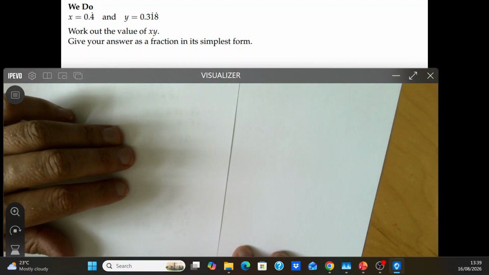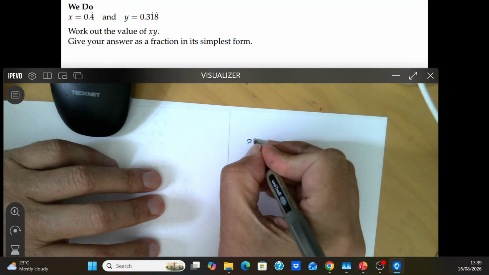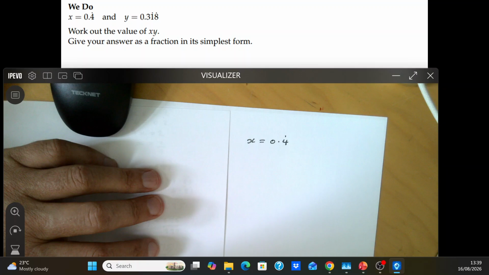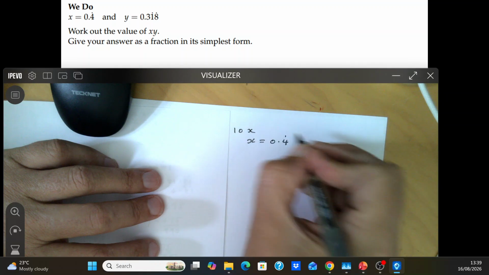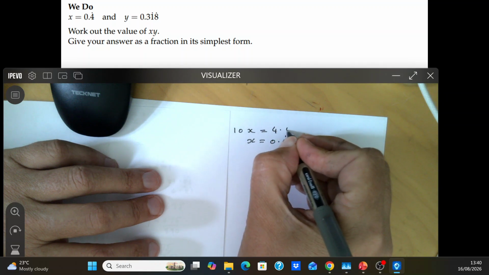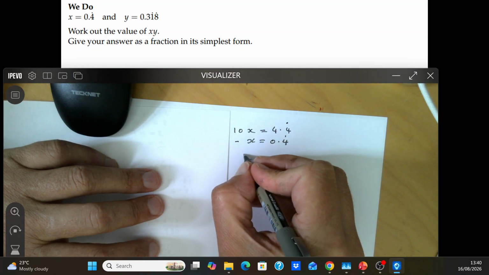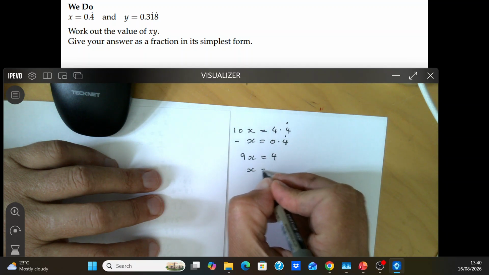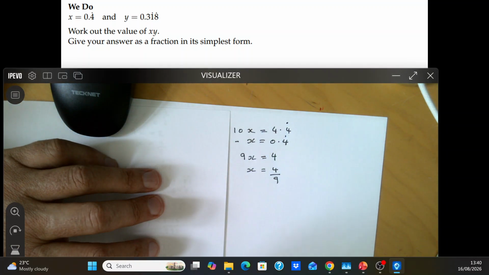Right, so thinking about what's the first thing I did? Well, I said, let's make x equal 0.4 recurring. Because it is one digit, what do I need to do? I need 10x. What can I do with them? Take them away. So I now know 9x equals 4. So x equals 4 over 9. If you've done that, brilliant.